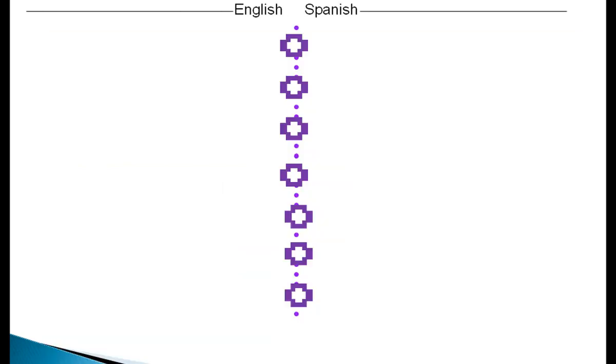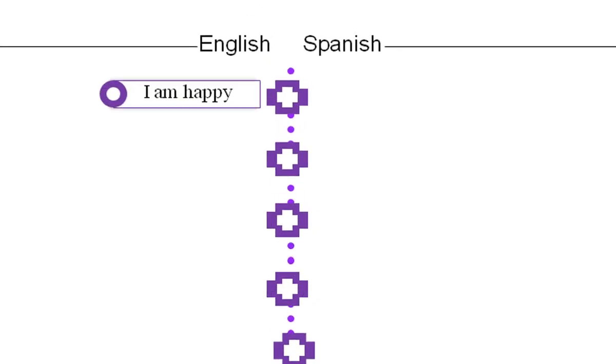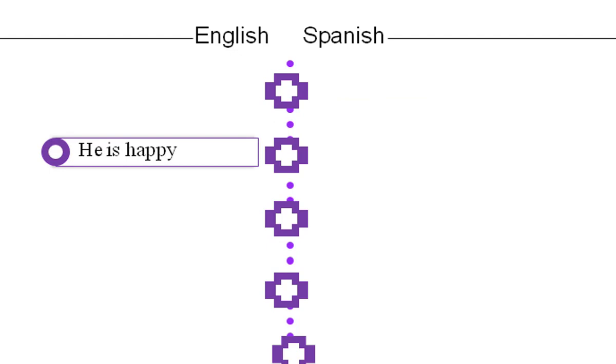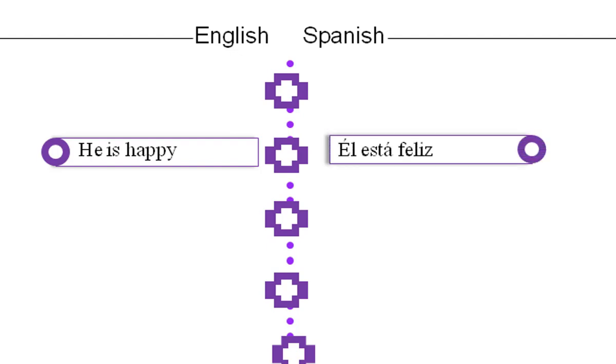Alright, so let's go through a few examples. Yes, expression of feelings. I am happy, you want to say. So I is yo, and your form of estar is estoy, and happy is feliz. So estoy feliz. So you can also say yo estoy feliz, but even writing estoy feliz is perfectly okay. People will understand because you are saying estoy, that means you are talking about yourself. Estoy feliz, I am happy. He is happy. Now you are talking about someone else. So he is él, and él form of estar, está. Él está feliz.